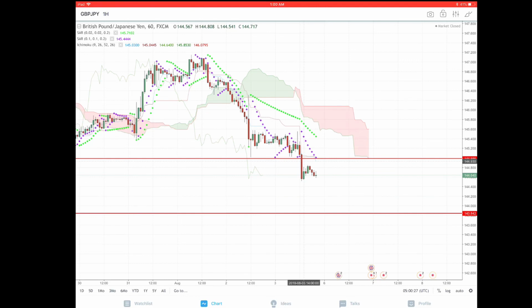So if I were going to set up a trade or a pending order, I would be aiming for this red line as my target profit, which is a good 80 pips away. So that's pretty good money right there.